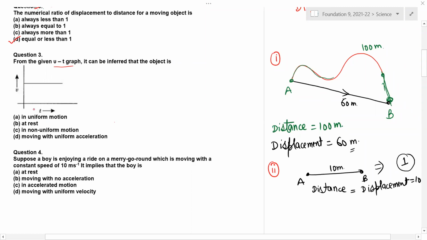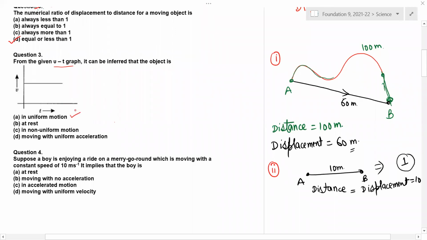See, time is changing, but speed, what are you able to find, is speed changing or not changing? Not changing. Very good. So if speed is not changing, even though time is passing, that is called uniform motion. No, sir, at rest. The object is at rest.